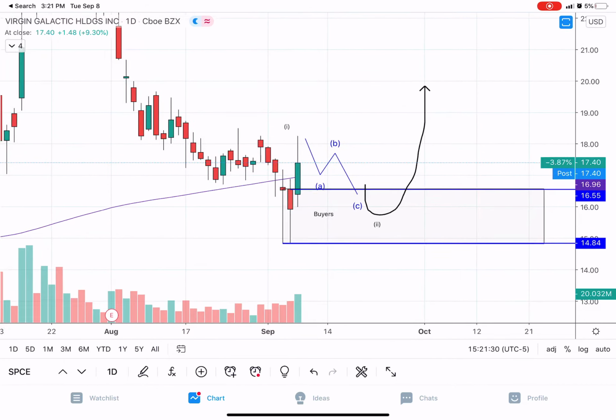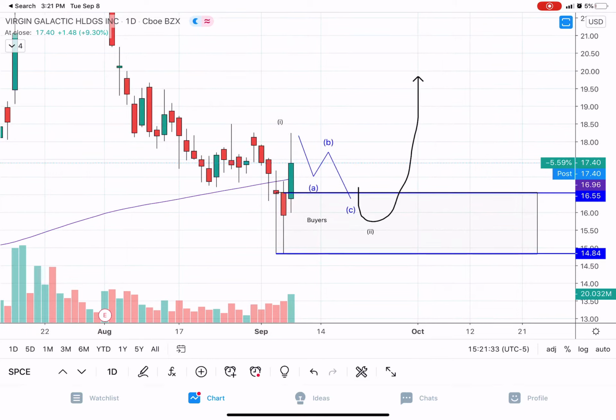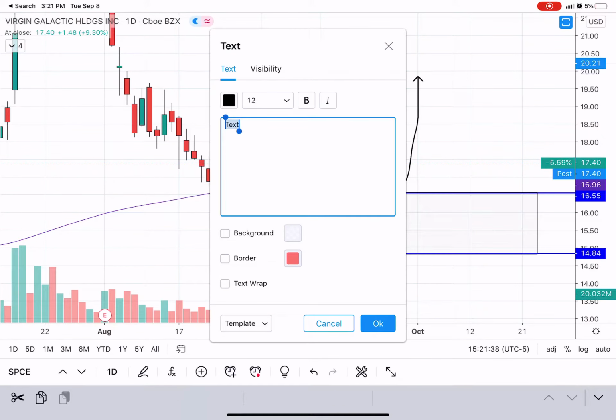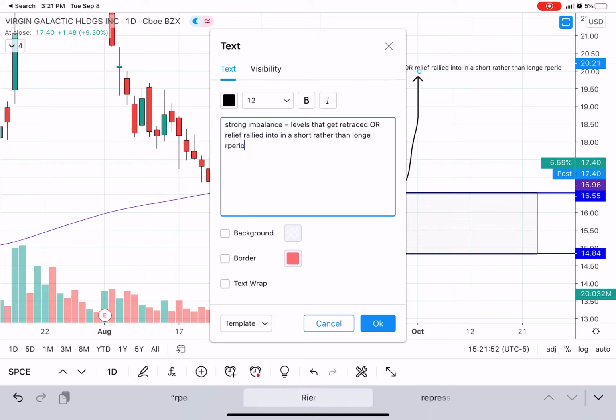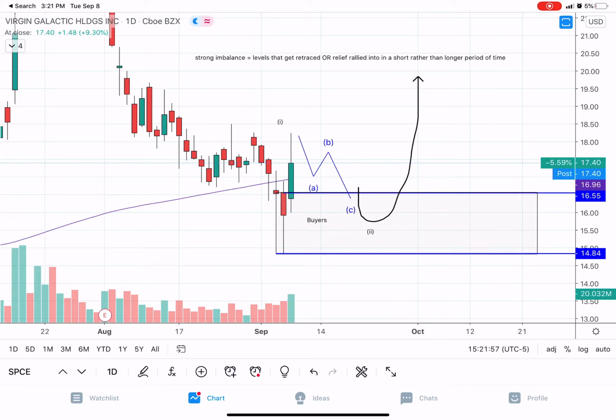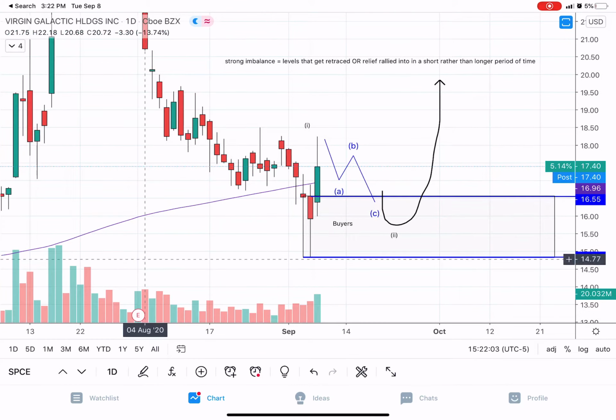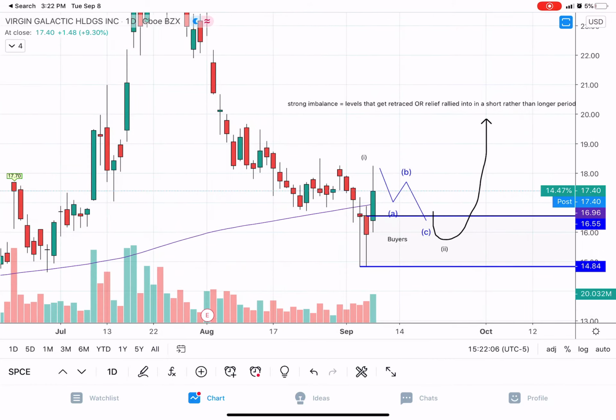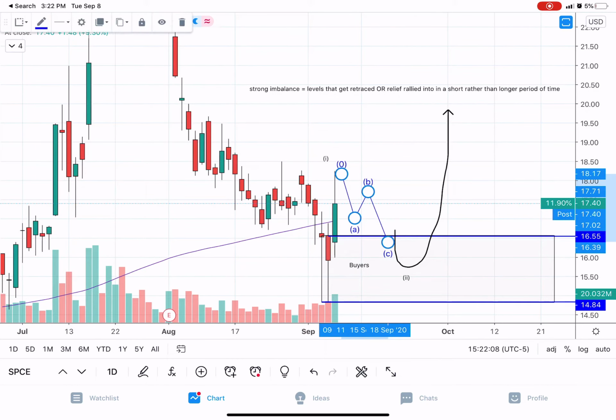So taking into account what I just taught you guys about how to identify strong levels: strong imbalance equal levels that get retraced or relief rallied into in a short rather than long period of time. So again, if they do gap it down into this imbalance here, I will be looking to get long with a stop loss below 14.8, which actually turns into a nice risk to reward trade.